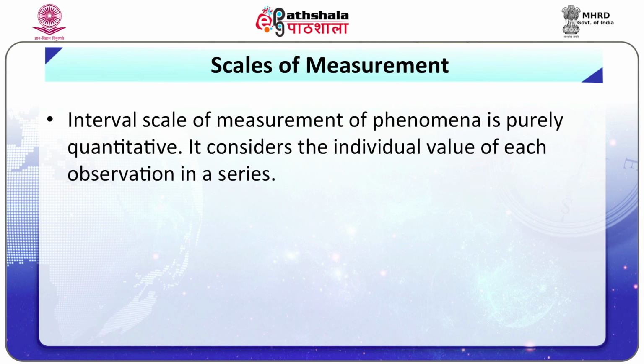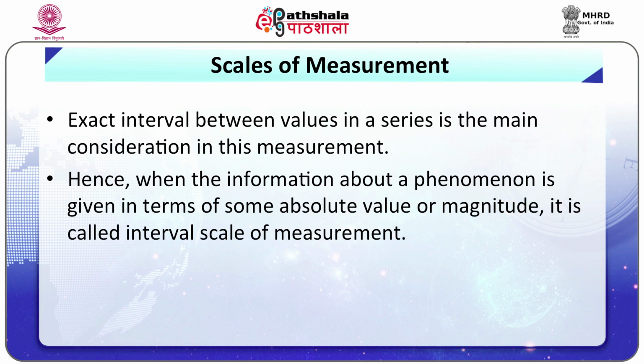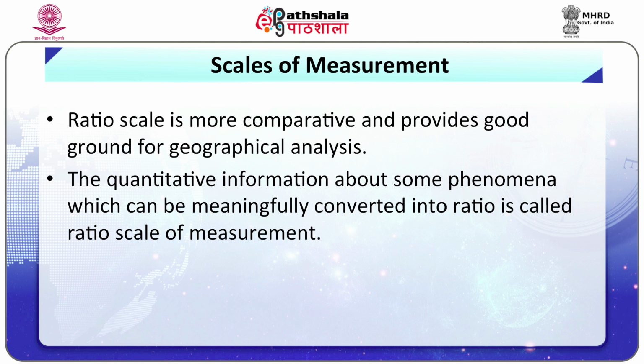Interval scale of measurement of phenomena is purely quantitative. It considers the individual value of each observation in a series. The exact interval between values in a series is the main consideration in this measurement. Hence, when the information about a phenomenon is given in terms of some absolute value or magnitude, it is called interval scale of measurement. Ratio scale is more comparative and provides good ground for geographical analysis.